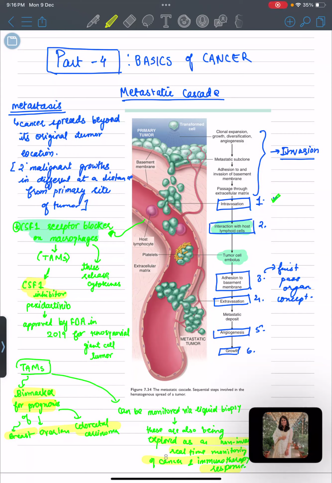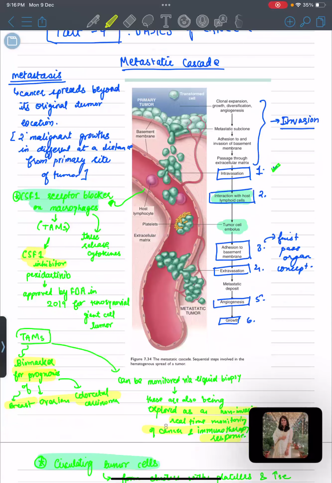Metastasis is basically cancer spread beyond its original tumor location, and the secondary malignant growths in different areas at a distance from the primary site of the tumor. Either definition, you can go ahead with. Here's a metastatic cascade diagram, taken from Robbins, the standard book of pathology.